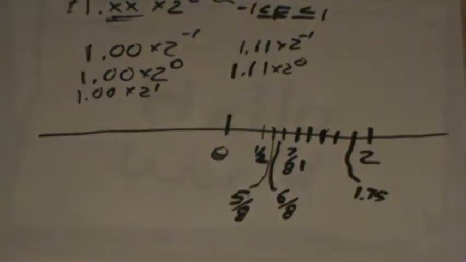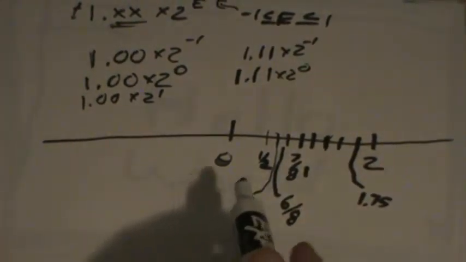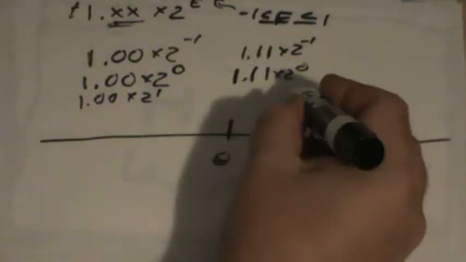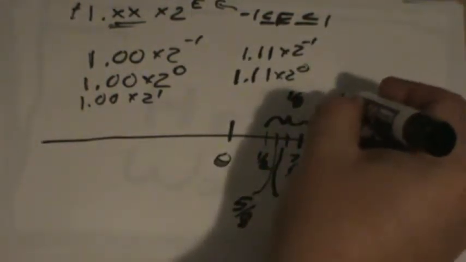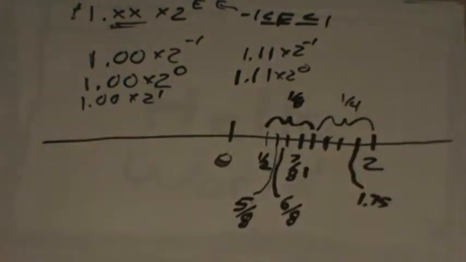Now I want you to notice something. Because these exponents are changing, it's changing how big the step size is. So in the range under 1, from a half to 1, the step size, or the distance between points, is an eighth. From 1 to 2, the distance between them is a quarter. When I go from 2 on up, guess what that step size is going to be?